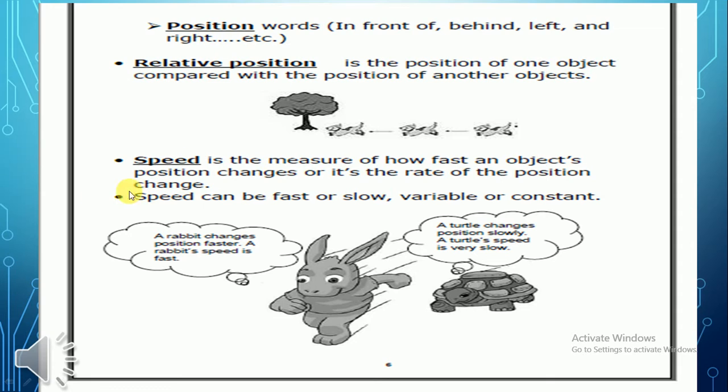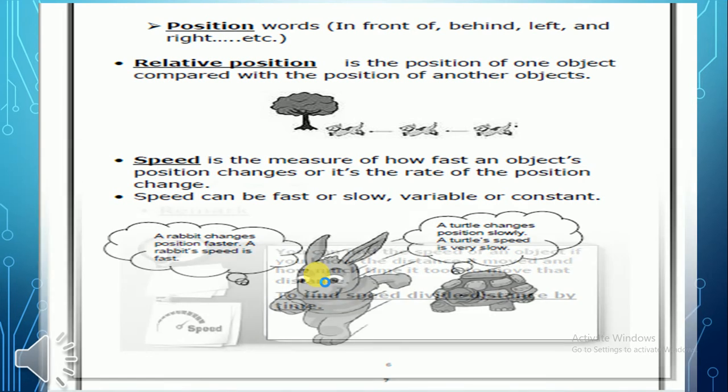So today we're going to talk more about speed. Speed is the measure of how fast an object's position changes. Again, it's the rate of the position change. Speed can be fast or slow, variable or constant. Do you know which one is faster? Rapid. Good job.